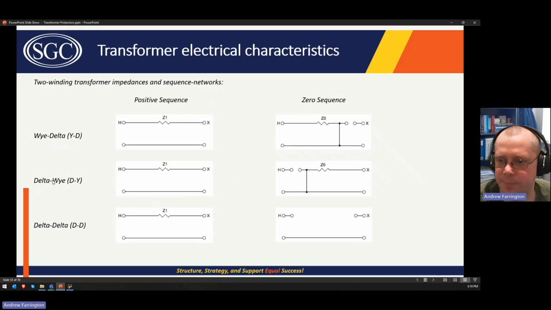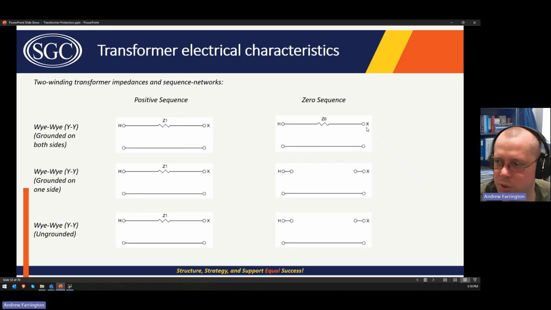Then we have delta Y. Let's do the delta Y instead of the Y delta first. On the zero sequence diagram, because the high voltage winding is a delta, there is no zero sequence fault current flowing into the delta winding. But on the X winding, there's actually a path for the fault current to return to ground. So this is actually a source of zero sequence fault current, right? Whereas here it's not a source, it's just a path for it to flow through, right?